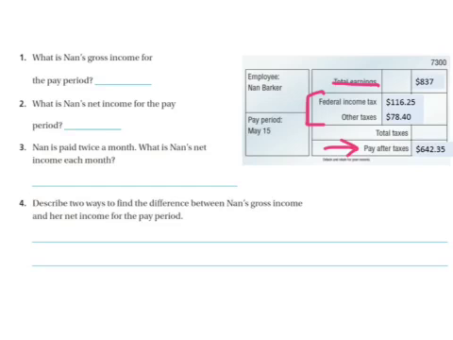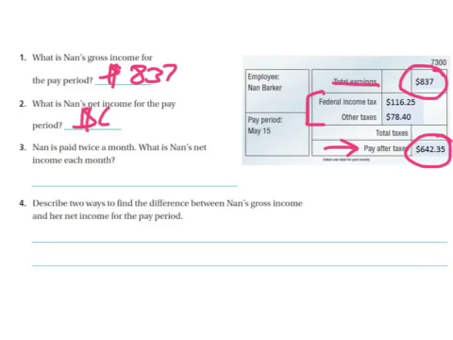So, number 1 saying, what is Nan's gross income for the pay period? Well, that's her pay before taxes. So, and it's already written on there, so it's $837. And then it asks, what's Nan's net income pay? That's written on here too. That's $642.35.